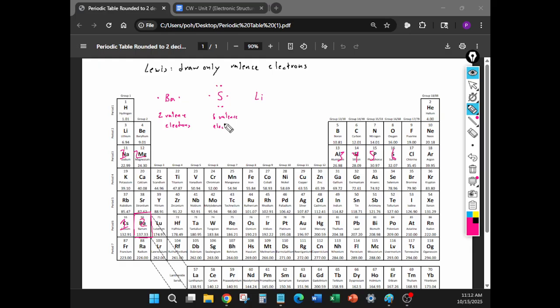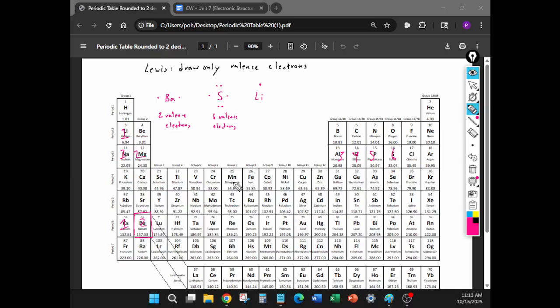Now just a heads up, when you're drawing Lewis and shell models, I highly recommend drawing them in the cardinal directions, so up, down, left, right. If you do it around, you kind of look like a noob, so they'll probably take off points. It's also easier to count if you put them in the cardinal directions. Okay. All right, last one, lithium. It's 1, so it's just 1 valence electron. And that's it. That's the Lewis structures.